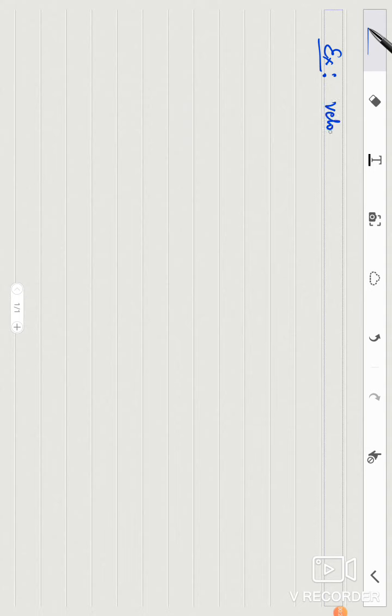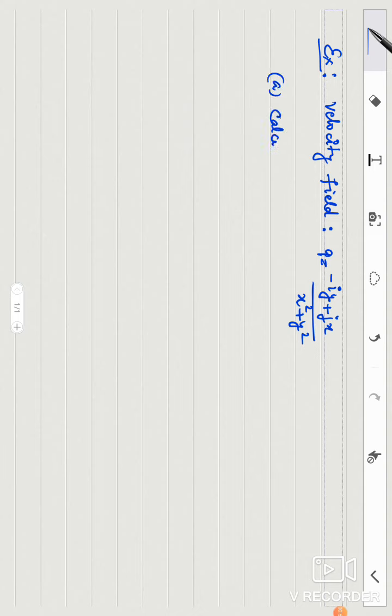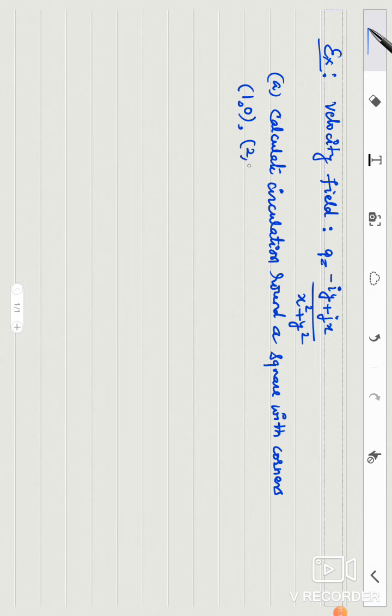Suppose the velocity field is given by q equals (minus i y plus j x) upon (x square plus y square), and we want to calculate the circulation round a square with corners (1, 0), (2, 0), (2, 1) and (1, 1).